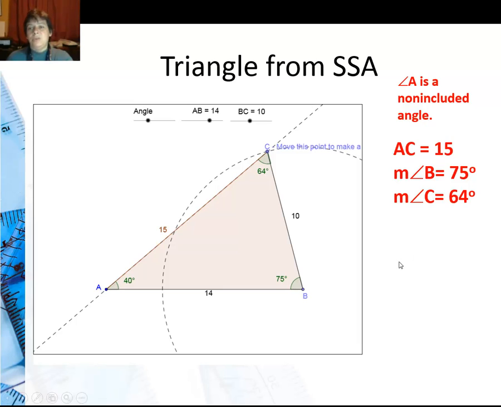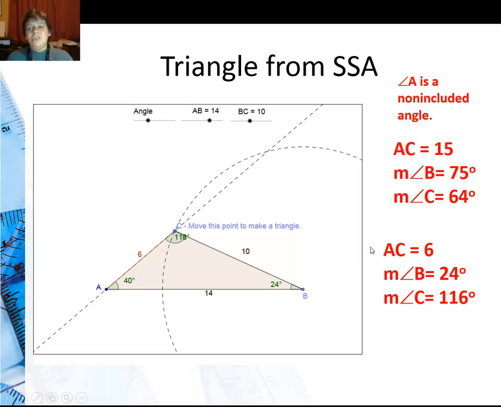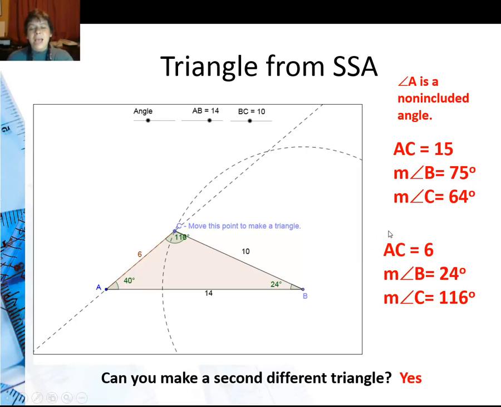So the dimensions of that triangle are AC is 15, angle B is 75, and angle C is 64. Well, I'm going to go ahead and move it again and see if I can make a triangle again. And you can see that right here, it still stays on the same angle, and it has the angle side, but it's different dimensions. It's a different triangle. So yes, you can make a second different triangle, and you can see it because this is kind of like a compass. This leg intersects at that angle 2 different times.